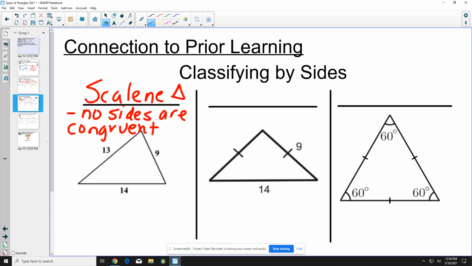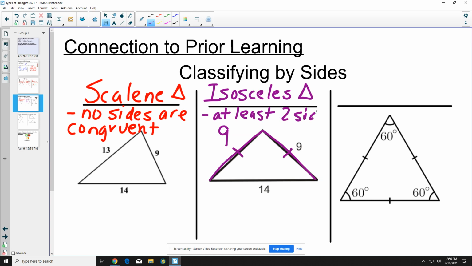Look at the second triangle. These little slash marks mean that these 2 sides are the same length or they're congruent. So if this side is 9, this side is 9. When we have at least 2 sides the same length, we call it isosceles. This is an isosceles triangle. Please write this in your notes. An isosceles triangle has at least 2 sides congruent. So at least two of the sides are the same length if it's isosceles.